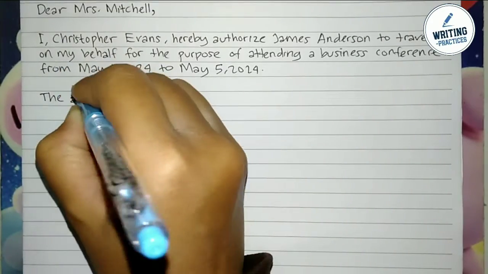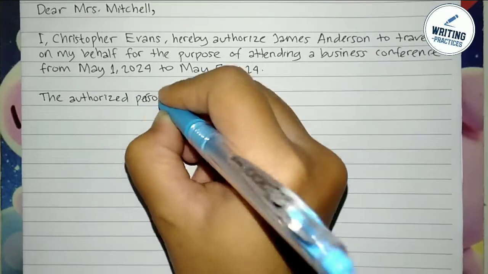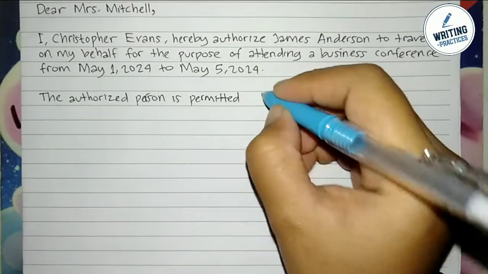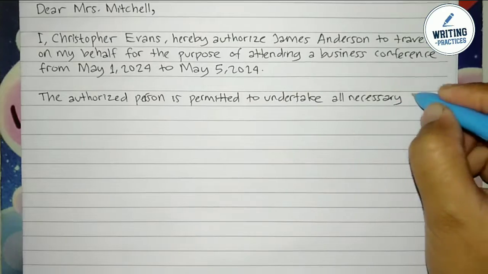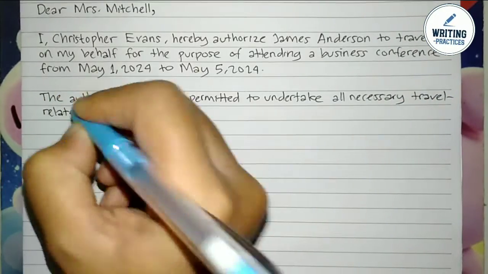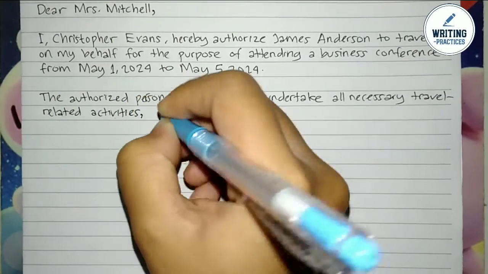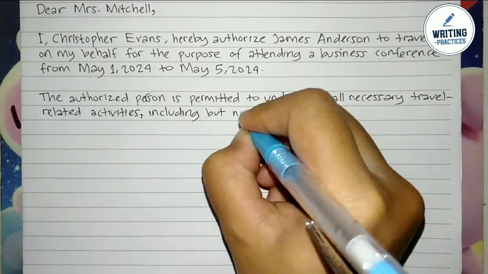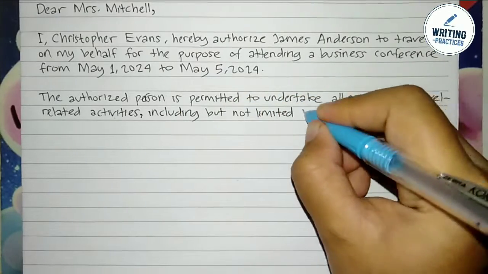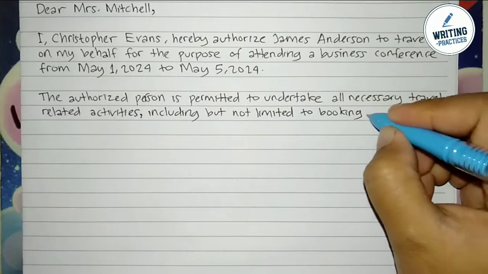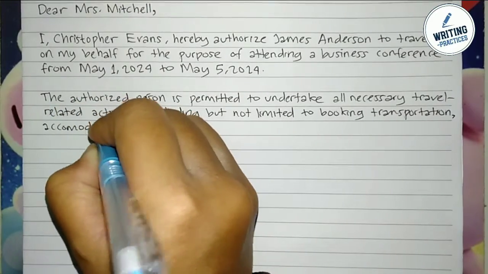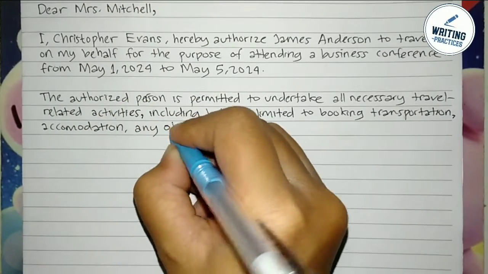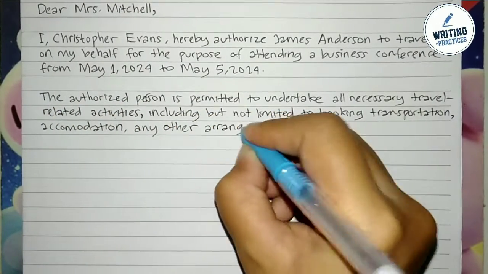In the second paragraph, this is one of important points of the letter. You need to list the scope of authorization. In this letter, the writer details the activities James Anderson is authorized to undertake. Here, the writer states, the authorized person is permitted to undertake all necessary travel-related activities, including but not limited to, booking transportation, accommodation, and any other arrangements required for the trip.